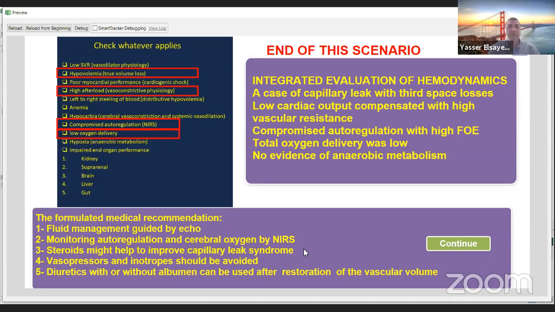Again, the body is already at the maximum of increased vascular resistance, so there is no point giving pressors. Inotropes will worsen filling of the heart and should be avoided. Diuretics with or without albumin can be used after restoration of the vascular volume. So it does not really make physiologic sense to use diuretics on an empty tank.